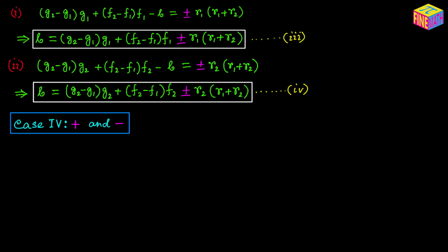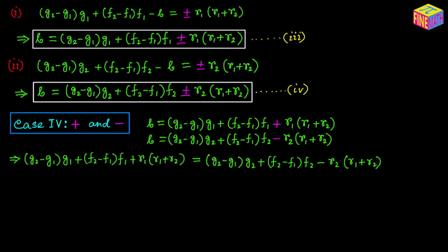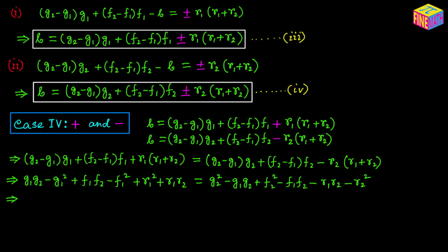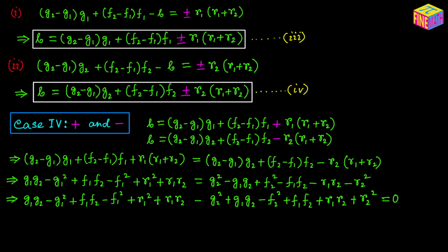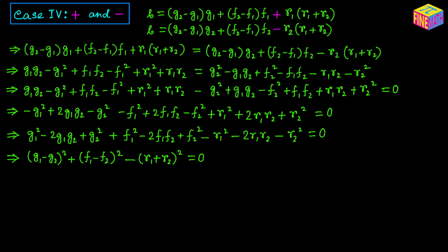The fourth possibility is this combination, plus sign for equation number 3 and minus sign for equation number 4. Then the two values of b can be written like this, and if we equate the values we can form an equation like this, and then if we get rid of the parentheses our equation is going to look like this, and then if we bring everything to the left hand side our equation is going to look like this, and then if we simplify and rearrange our equation is going to look like this, and then I am going to multiply both sides by a negative 1, so our equation would look like this, and now our equation can be written like this.